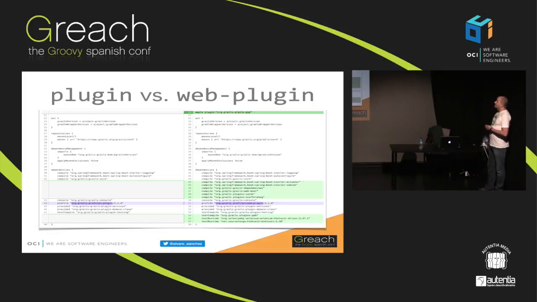So the differences between a plugin profile and a web plugin profile: remember that the web plugin is the default option. It's essentially the dependencies you get. Web plugin is meant to be used in a web application. So you have dependencies for, for instance, Tomcat, the Spring Boot starter, the cache plugin, the scaffolding plugin, Geb for testing, and things like that. Whereas in the plugin profile, you don't, right?